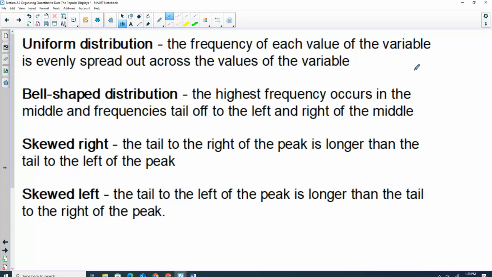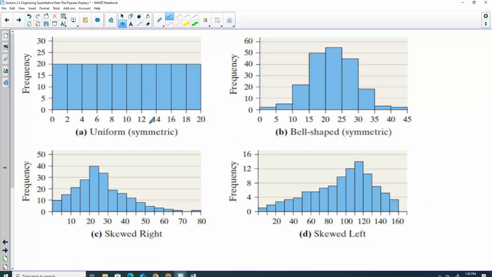A uniform distribution is when the frequency is evenly spread out. So if you look at the next slide, I put pictures of each of these. So a uniform, this is a histogram. The bars are touching. How wide is each bar? 2. Everything has a width of 2. We can tell this is everything between 0 and 2. That's between 2 and 4, so forth. It's uniform because everything has the same height. So it just creates a rectangle.